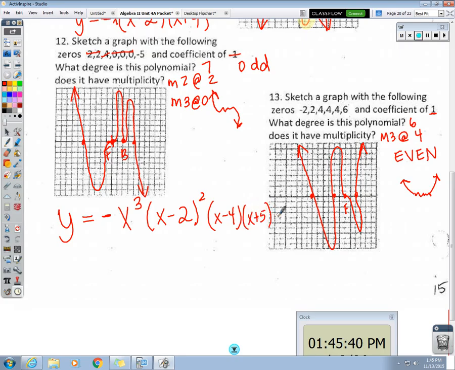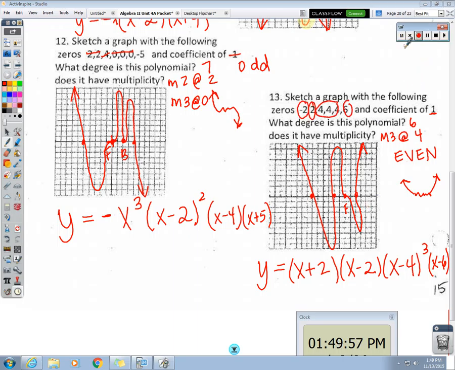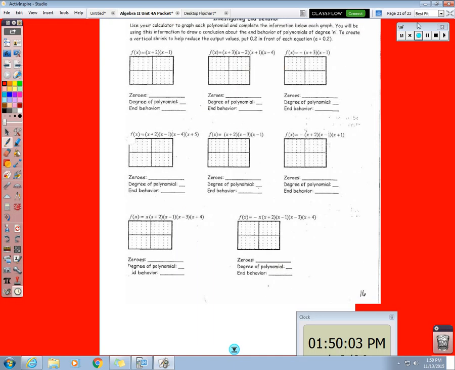Okay, have you all written the equation for 13? Okay, go ahead and take a second and write that. Who wants to give me the equation? Y equals what? Okay, Eric. Y equals x plus 2 and x minus 2, x minus 4, cubed, and x. Okay, is that what y'all got? Okay, right. Let's go to the next page. I'm just doing one with y'all and the rest is yours to do.